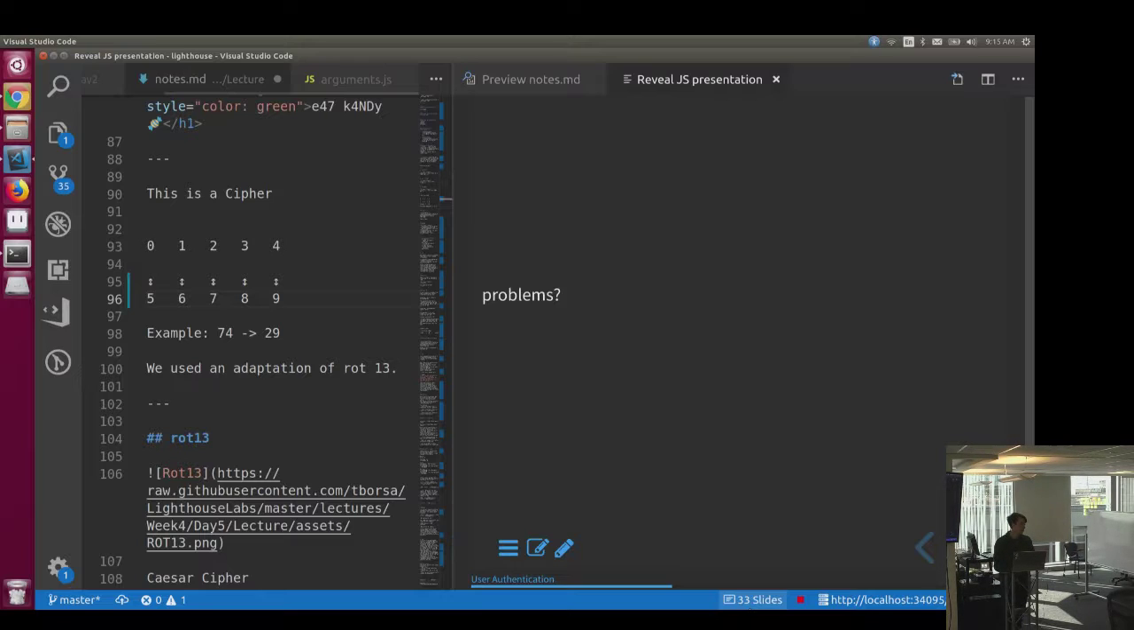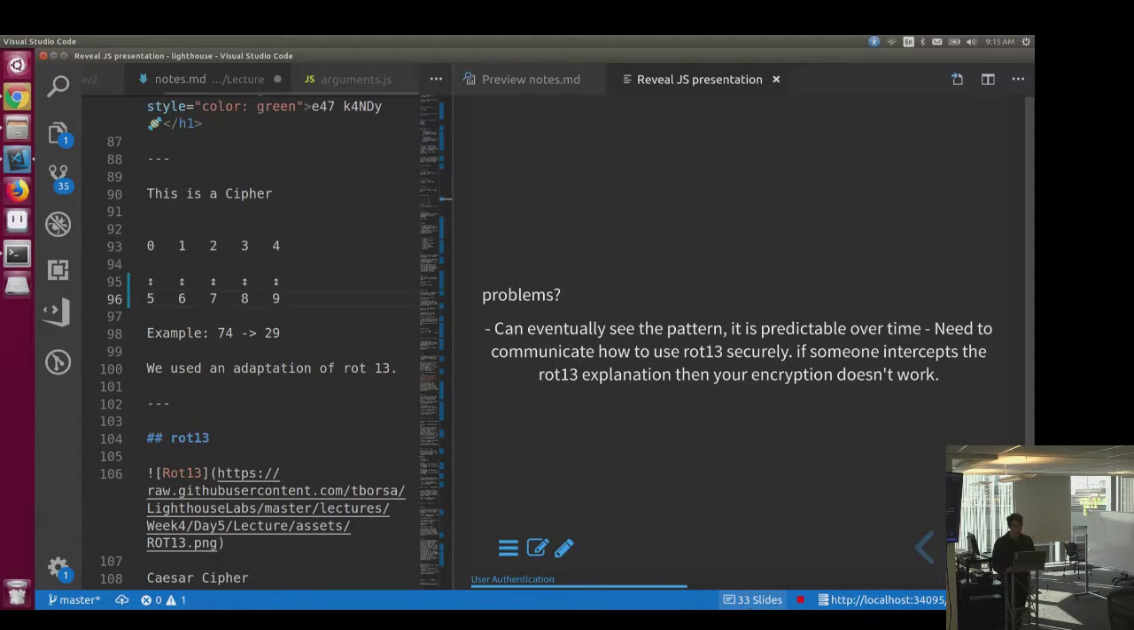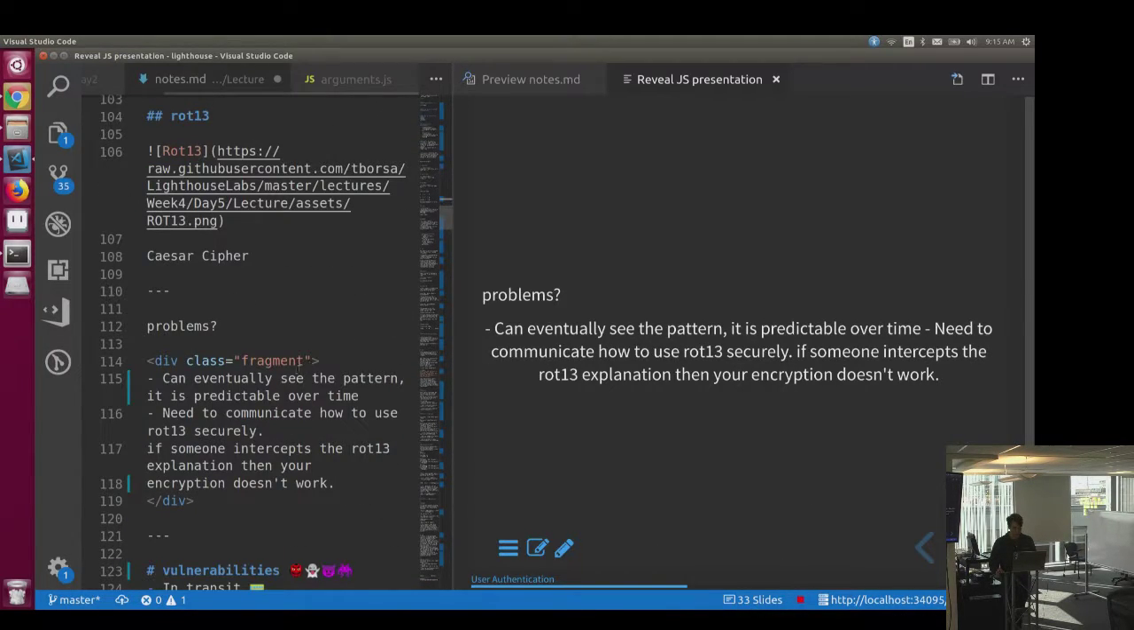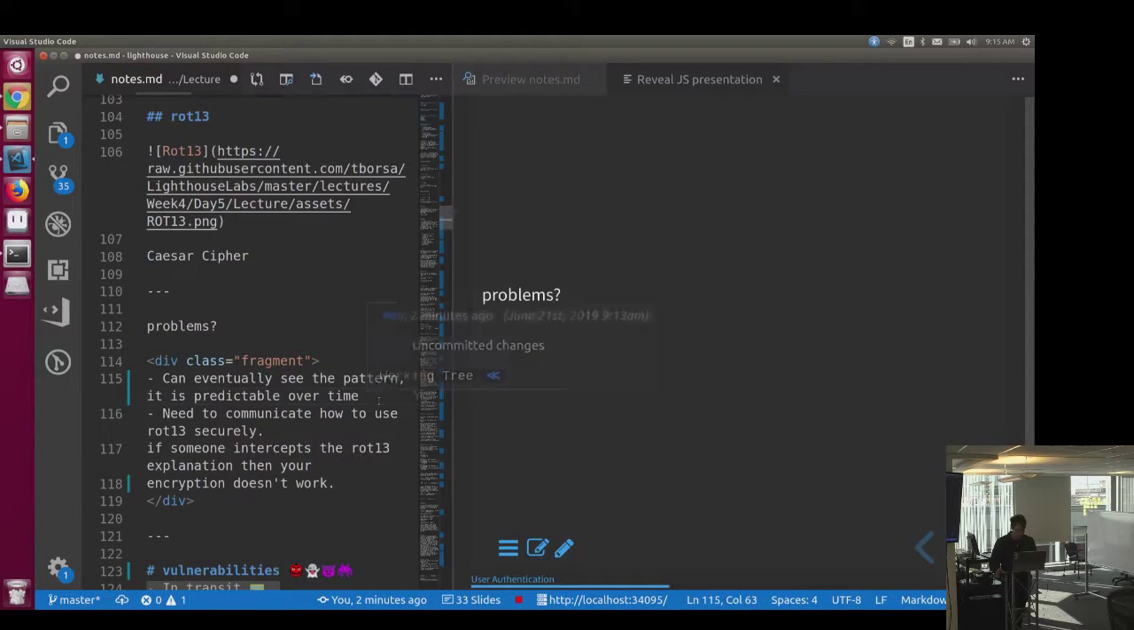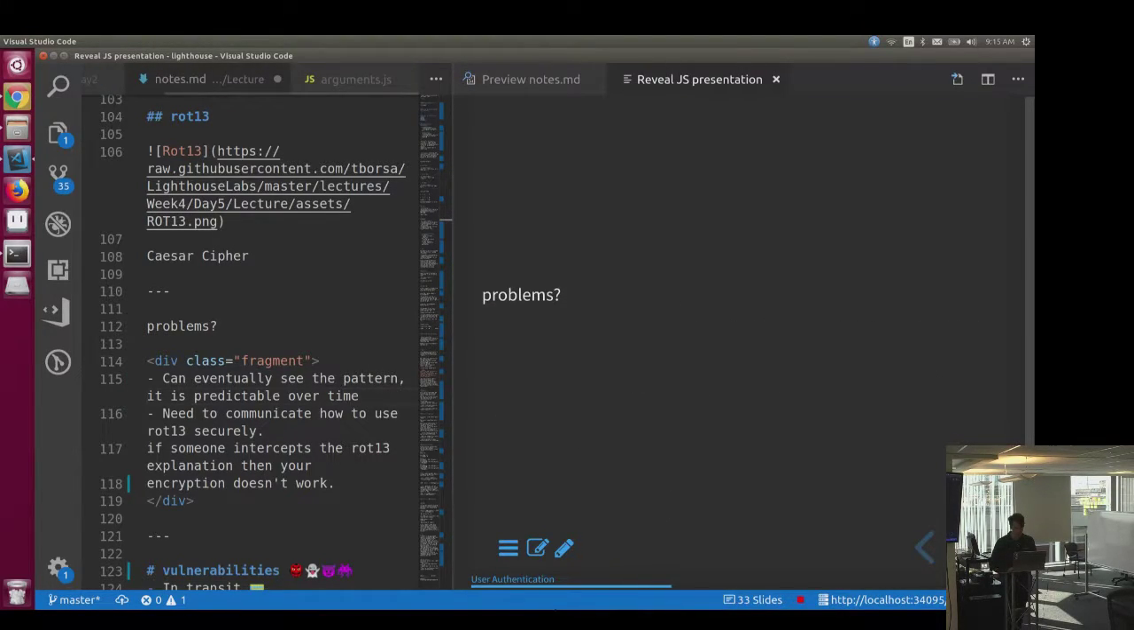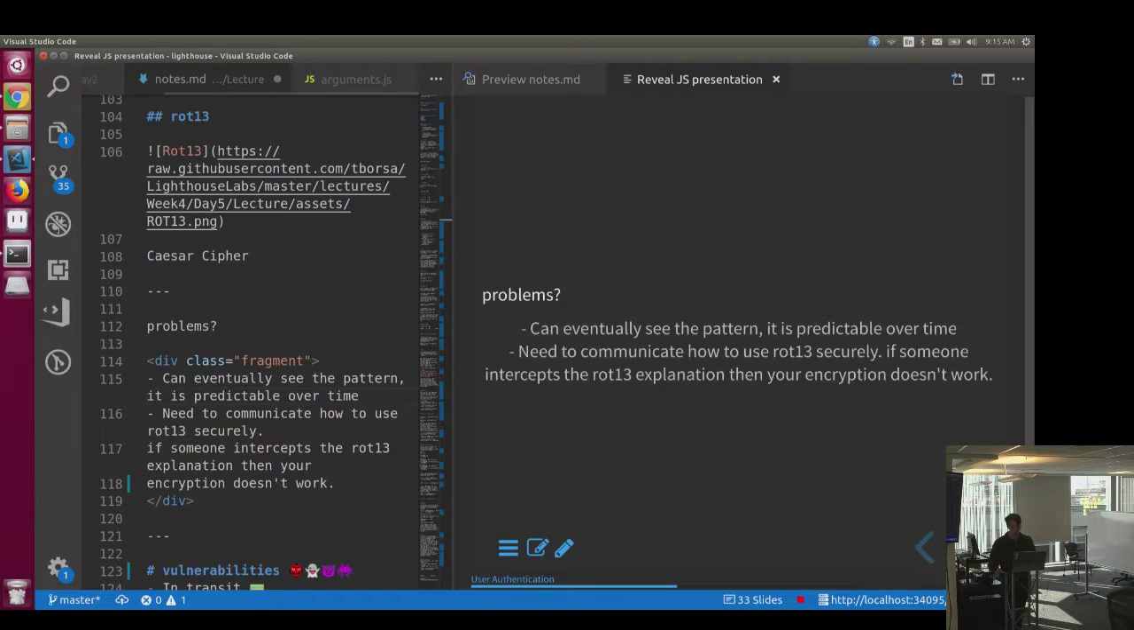Yeah, it's always going to look like words. These are all things that make it kind of weak. You can eventually see the pattern over time. The other thing that is actually pretty important is that in order to do this encryption, I had to physically come and pass the encryption. And if anyone had seen the paper or intercepted it on the way, then our encryption's ruined, even if it was a highly or a more complex encryption.